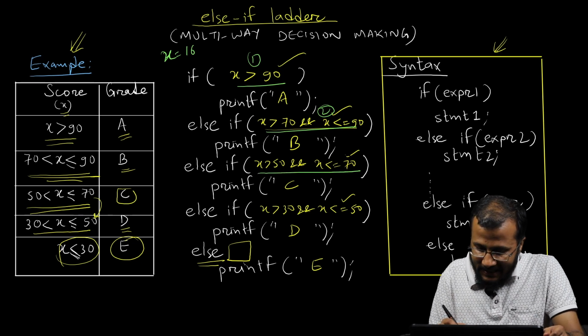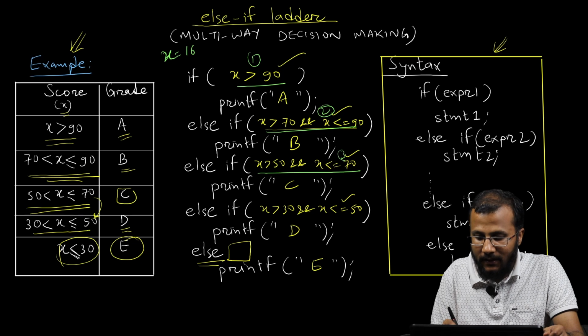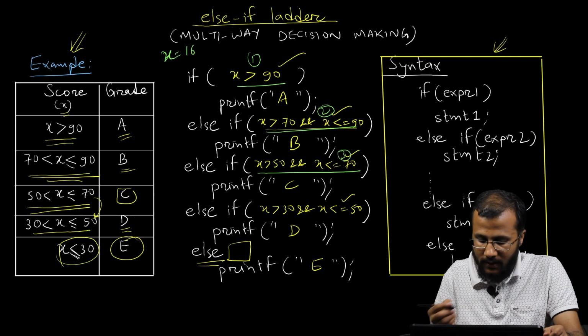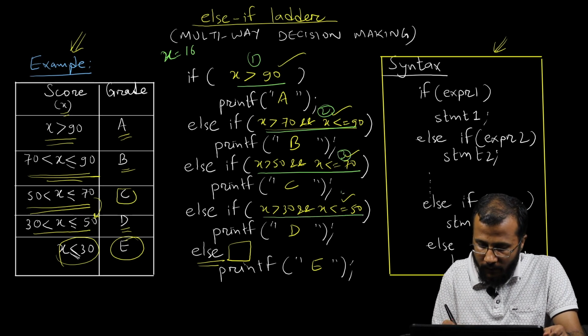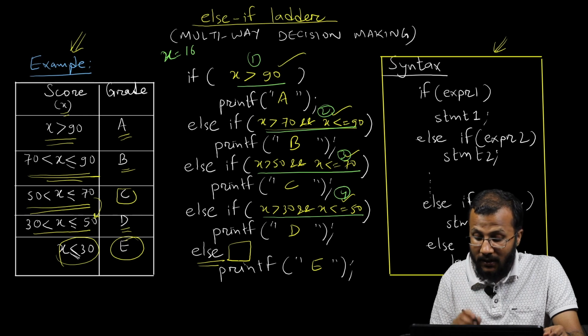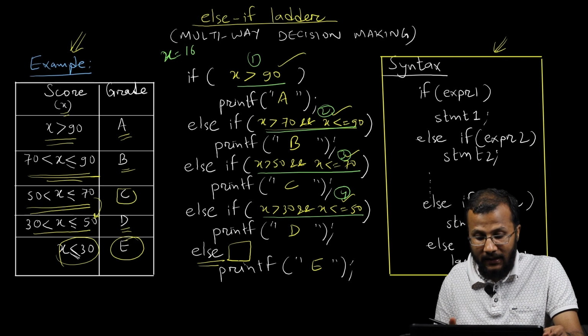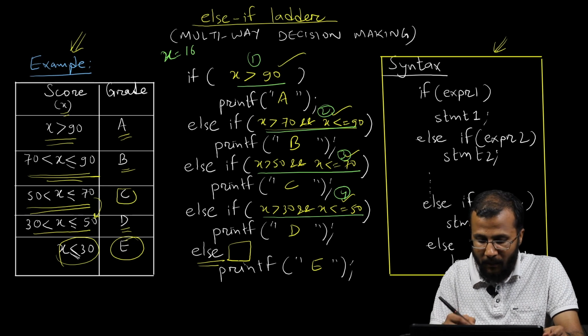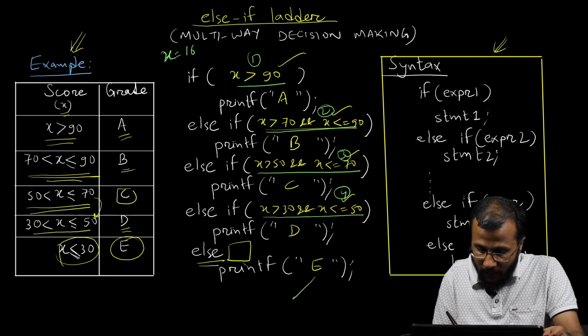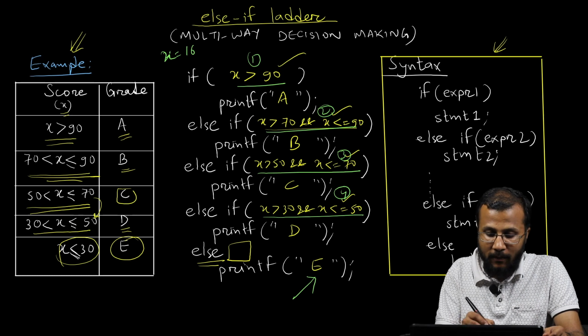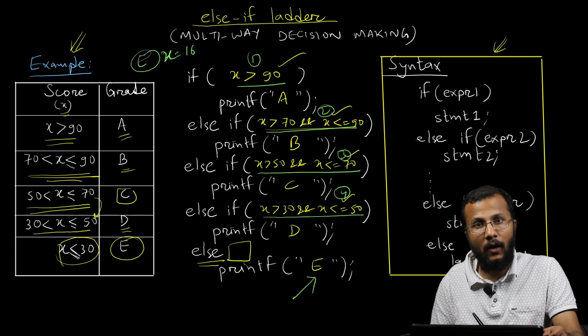Is 16 between 50 and 70? This is the third evaluation. This is also false. Go to the fourth one. You evaluate this. Is 16 between 30 and 50? Again false. So if all of these are false, obviously 16 does not match any of these conditions. So by default, grade E is displayed for 16. This is how it works.